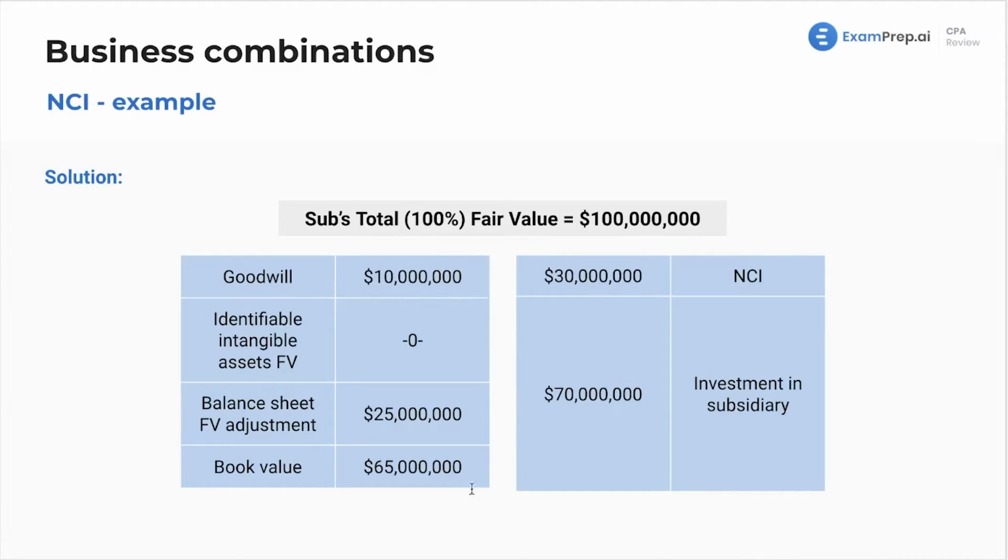And let's break that down in terms of what we're dealing with. Well, book value is 65. Fair value adjustment is 25. Goodwill is 10. That gets you to 100 million. Now, a question could ask you any of these. It could say, oh, what's your balance sheet fair value adjustment? What's goodwill? What's the NCI? So it's just important to be able to calculate all of these and find these out.